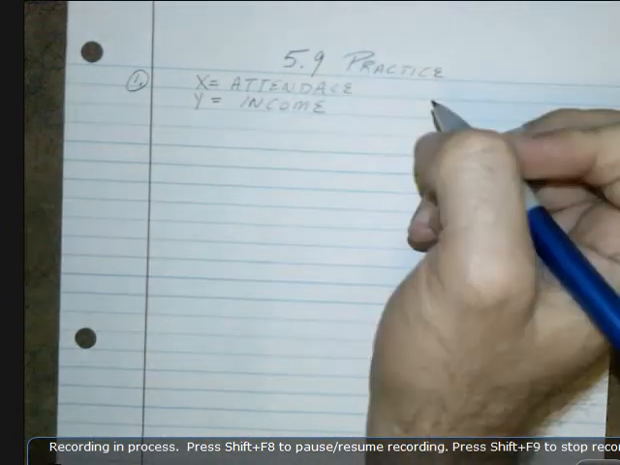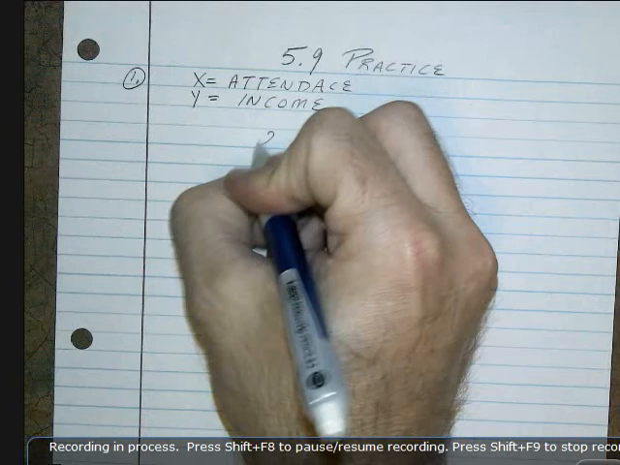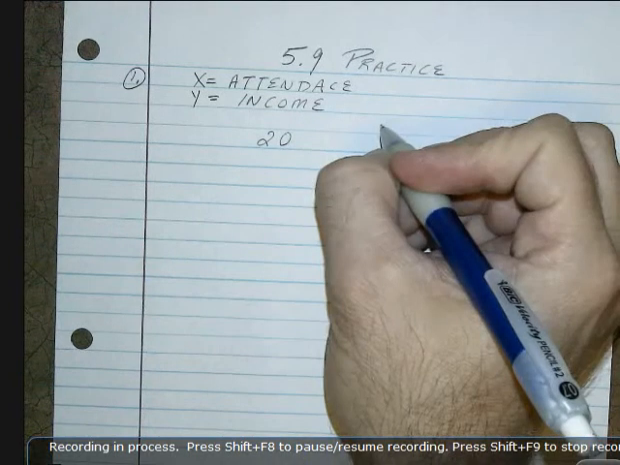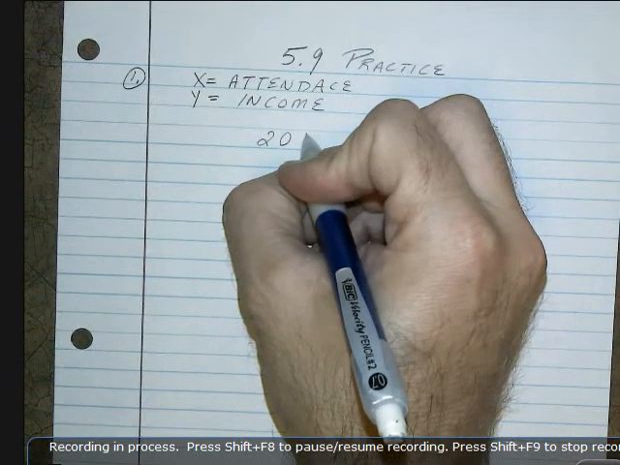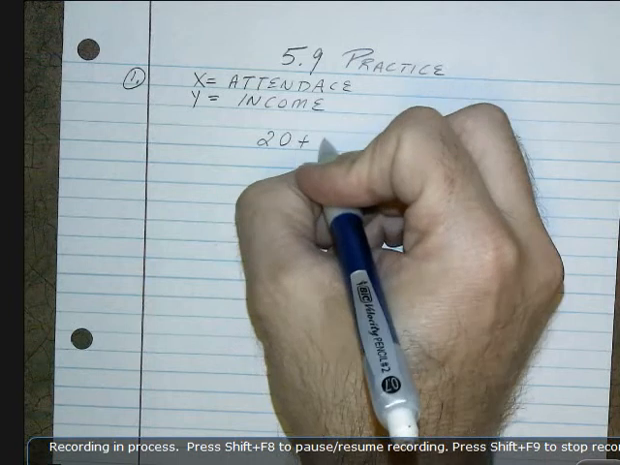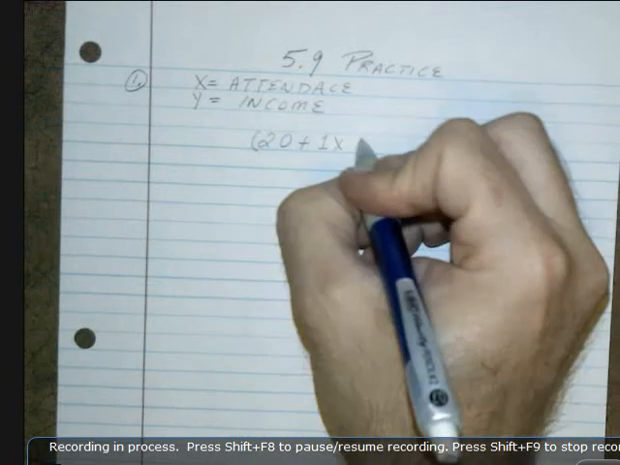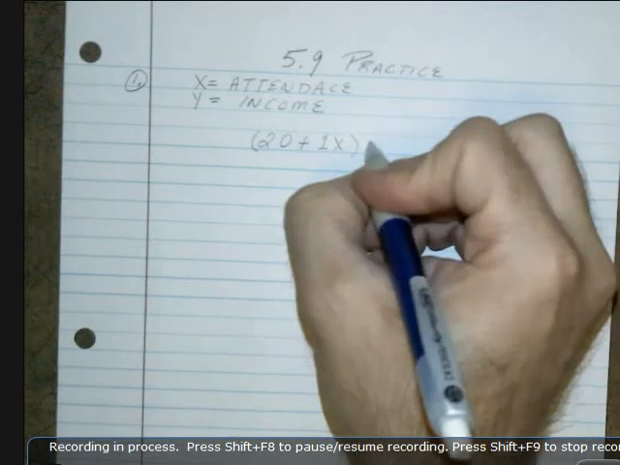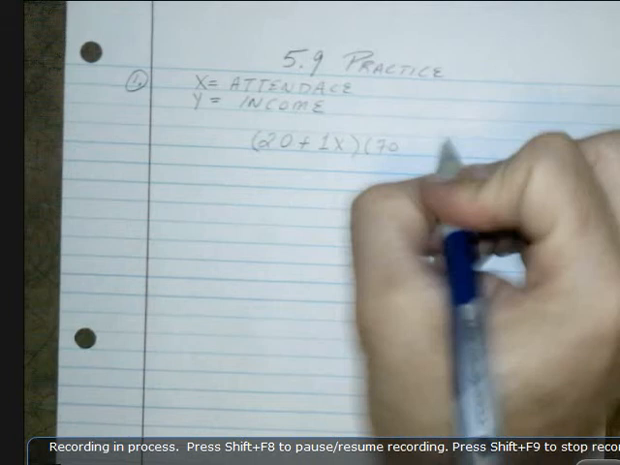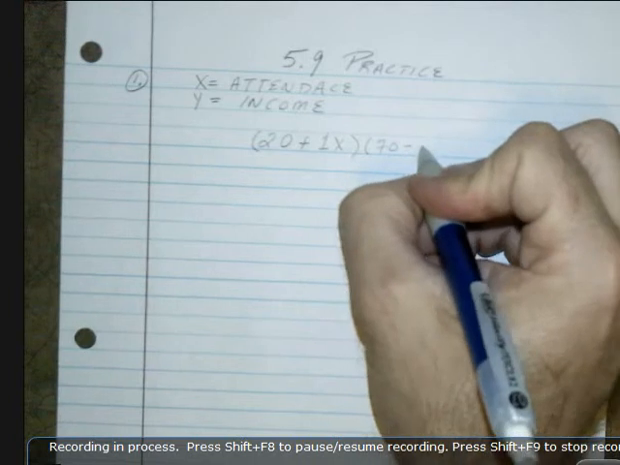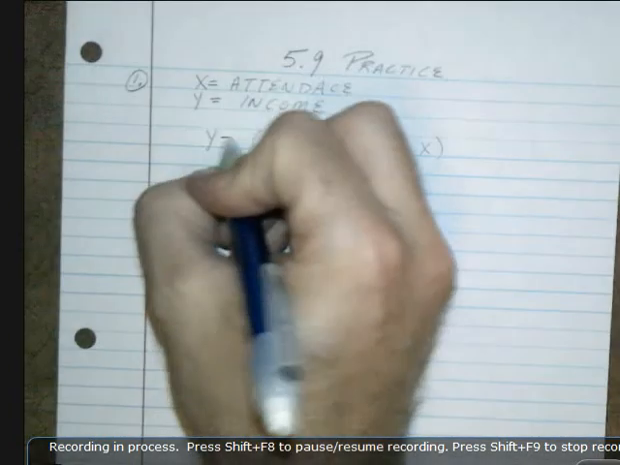Okay. So we're going to set up an equation. We start off with the 20 bucks. So if we add money to that, $1 per person, what happens is the number of people is going to go down. So we originally started with 70 people minus every single person who is not going to come to class. And that's your income equation.